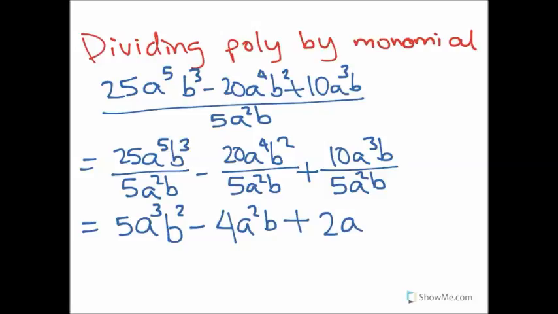So the general instructions for dividing a polynomial by a monomial is to separate the numerator so that it is a sum of quotients.